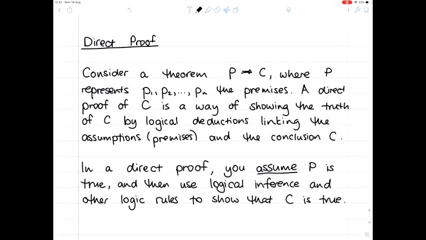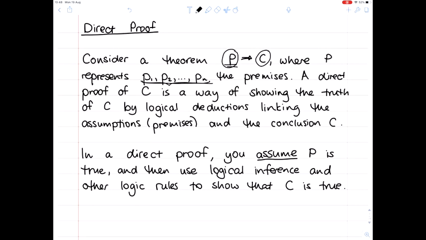So let's start off with direct proofs. So we have a theorem where we have some set of premises. I'm using a big P to represent all the little premises in our theorem, and our big P implies that some conclusion is true. A direct proof of our conclusion is a way of showing the truth of our conclusion by logical deductions that link our premises and the conclusion.